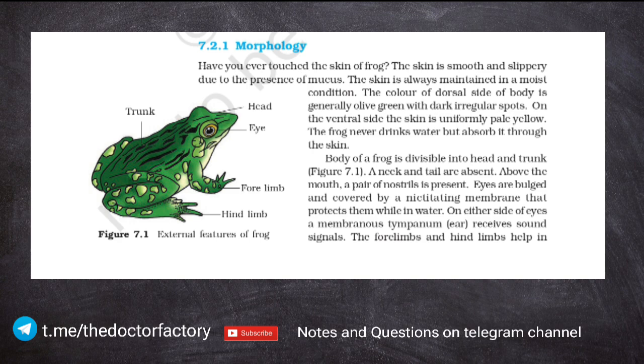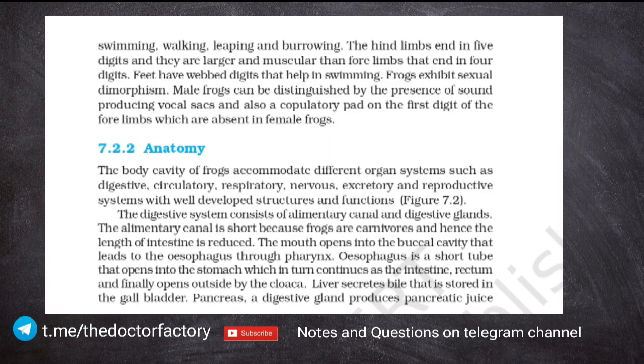The forelimbs and hind limbs help in swimming, walking, leaping and burrowing. The hind limbs end in 5 digits and they are larger and more muscular than the forelimbs that end in 4 digits. Feet have webbed digits that help in swimming. Frogs exhibit sexual dimorphism. Male frogs can be distinguished by the presence of sound-producing vocal sacs and also copulatory pads on the first digit of the forelimbs, which are absent in female frogs.